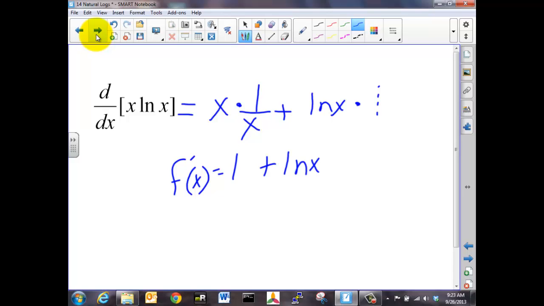Jacob, all we have learned is that if our function is ln of x, then the derivative is 1 over x. That's all we've learned. Yes, this is our derivative, yes. The derivative of ln of x is 1 over x. Okay.